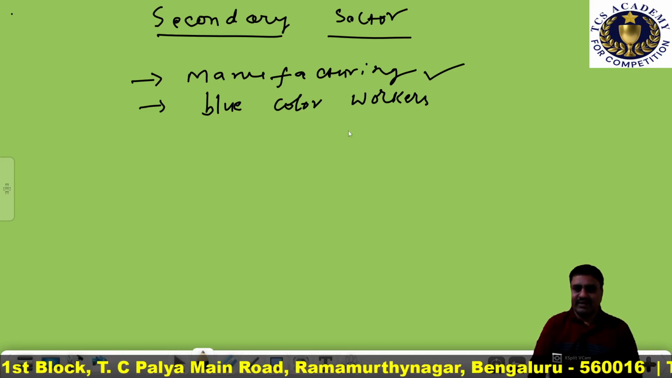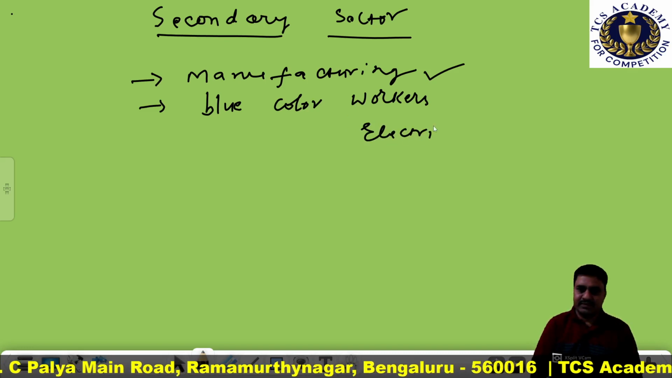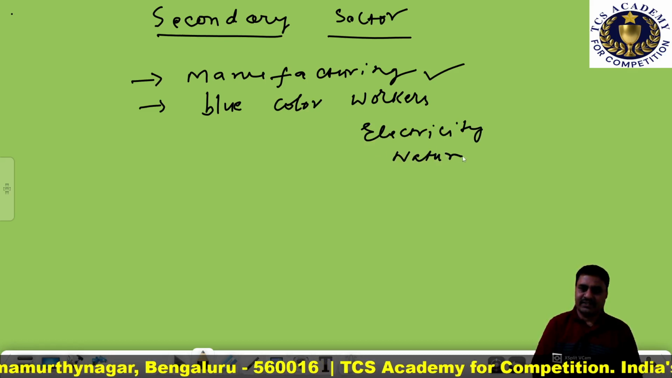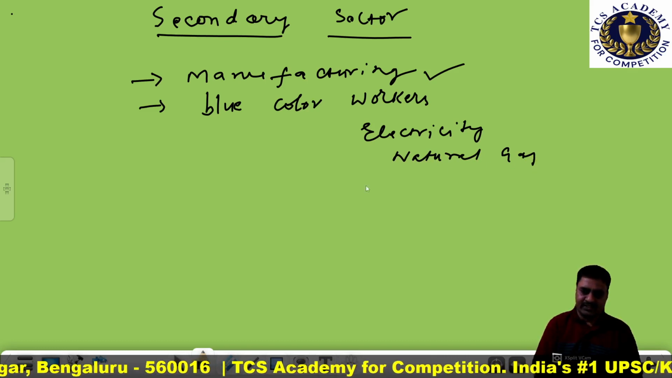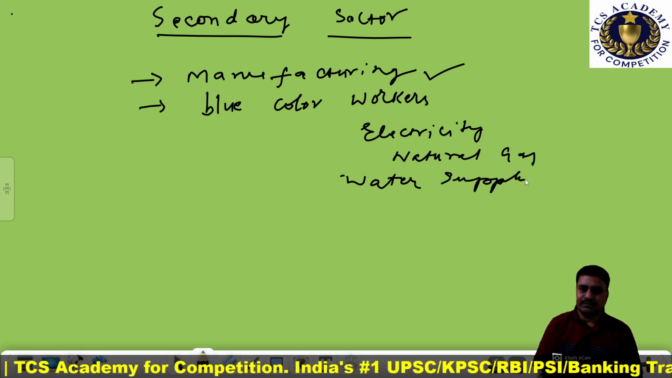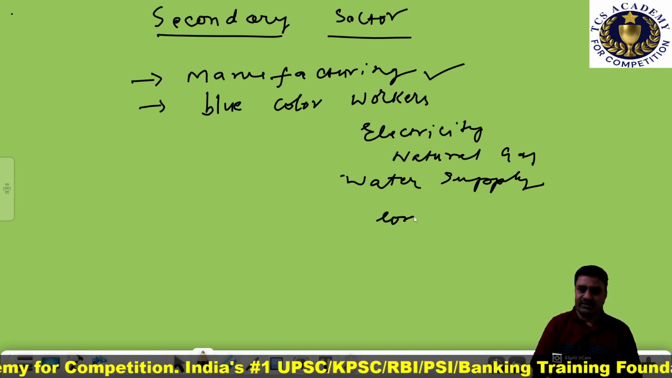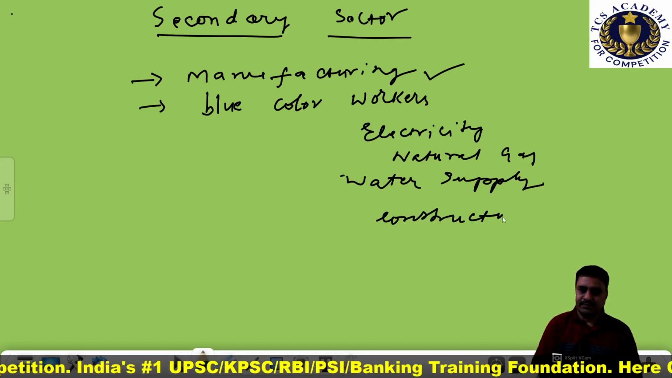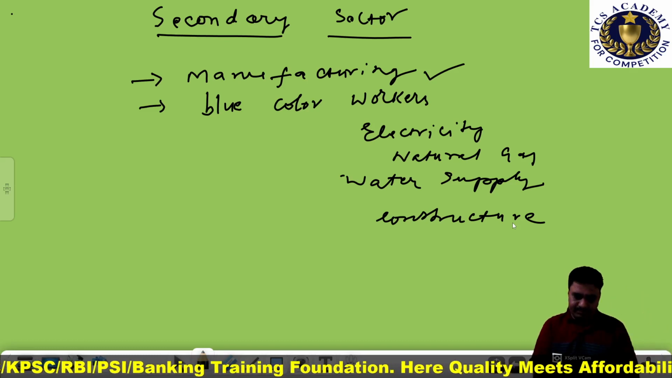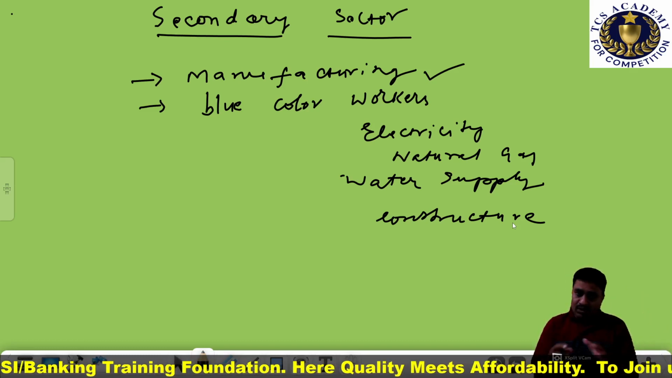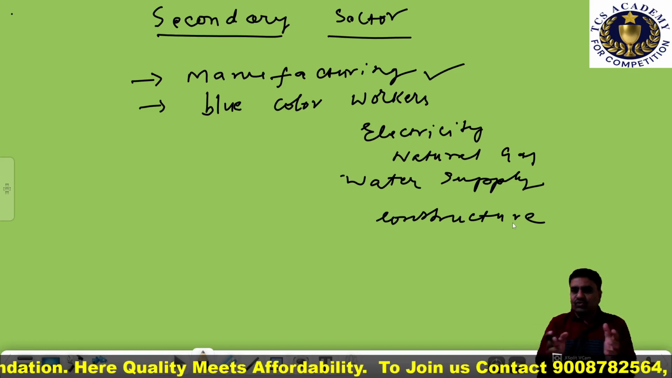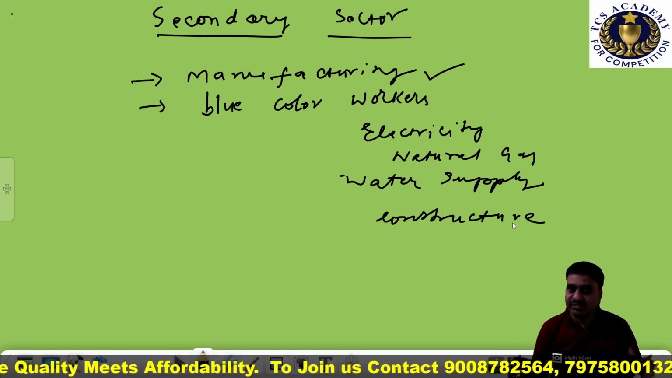For example, electricity production, natural gas, water supply, construction, all these activities come under the secondary sector. I repeat once again, all types of manufacturing activities undertaken by the people come under the manufacturing sector, or secondary sector.